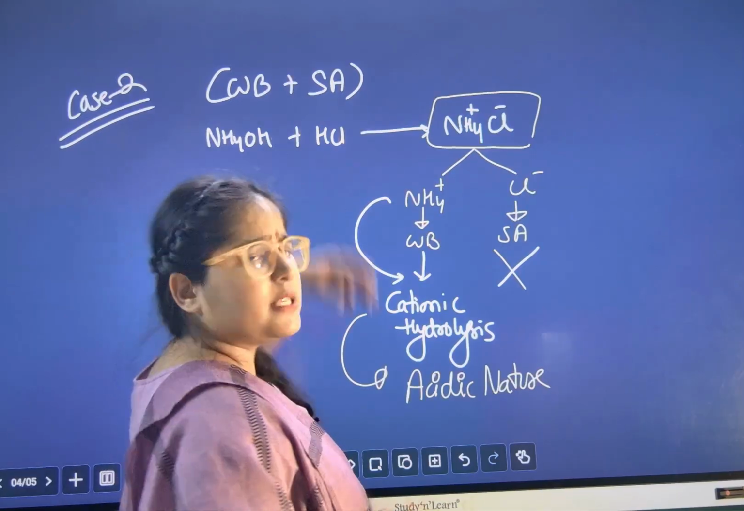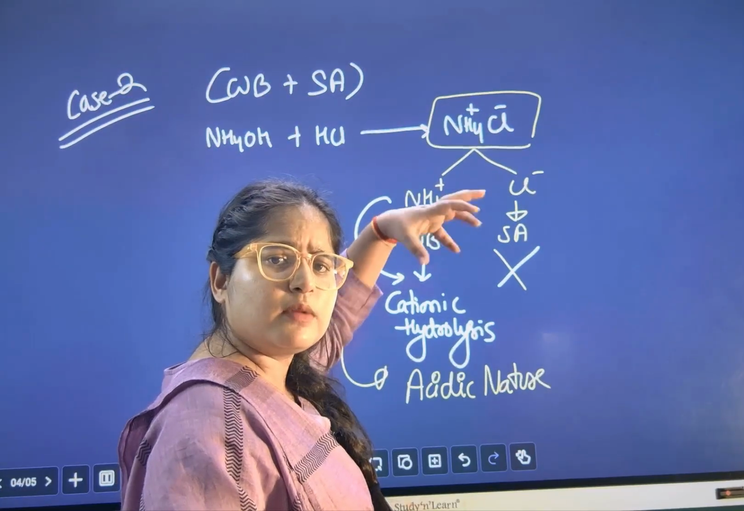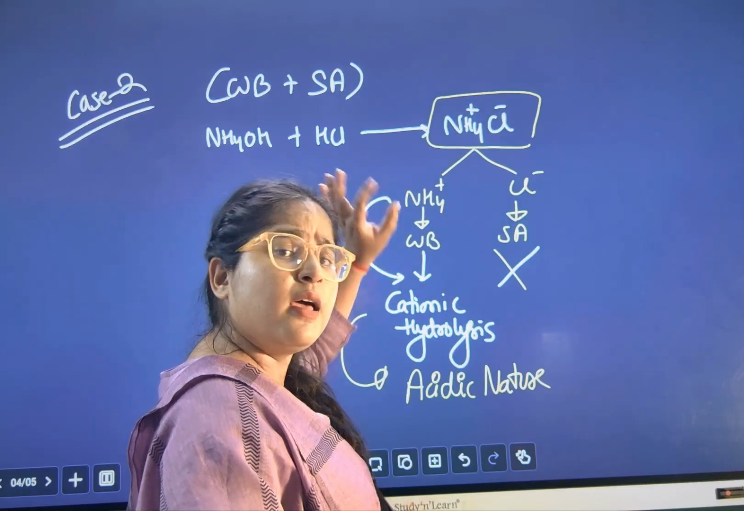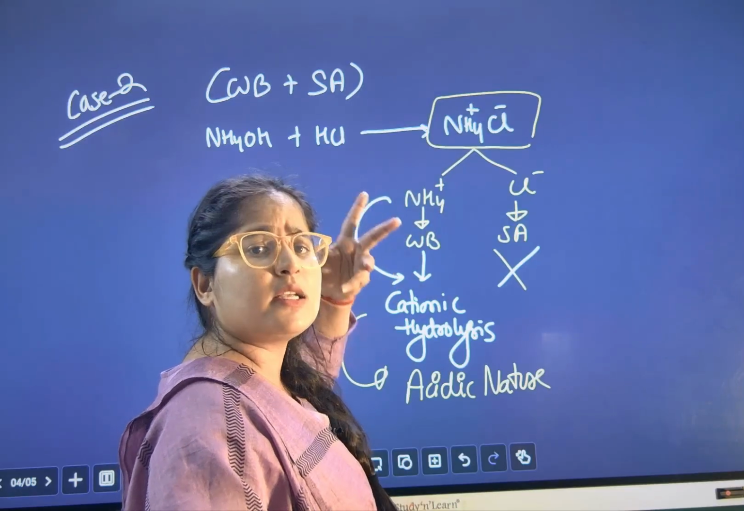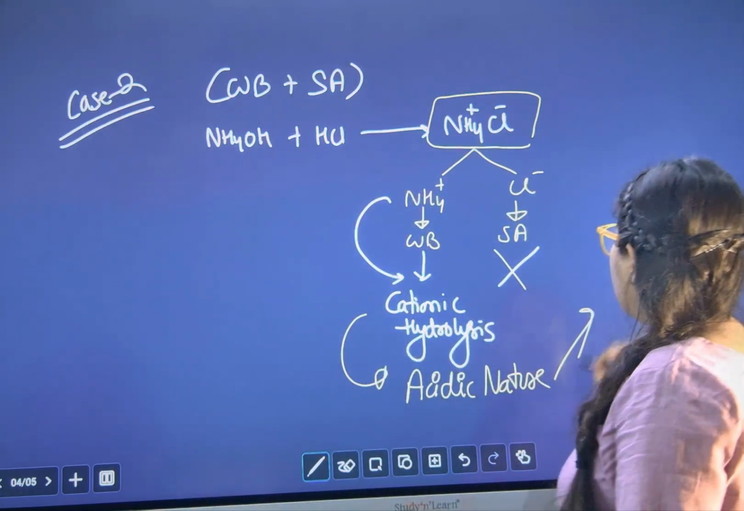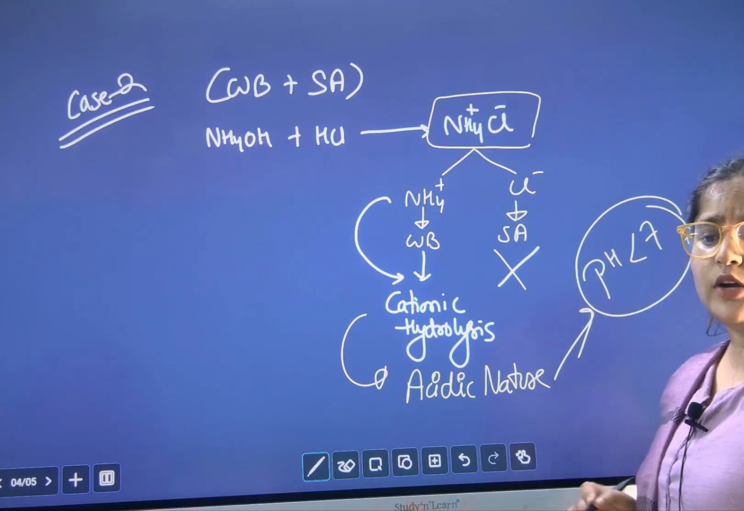The strong part will govern the solution. Strong acid means the solution nature will be acidic. And weak base means the cation is undergoing hydrolysis, so it is cationic hydrolysis. If it is acidic in nature, pH will be less than 7. Any doubt? No.